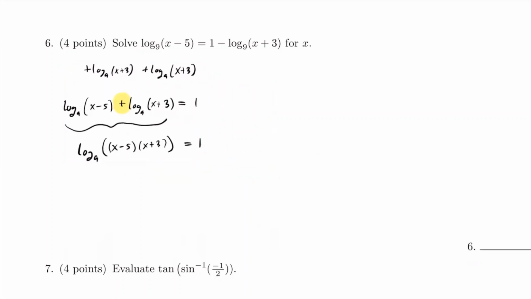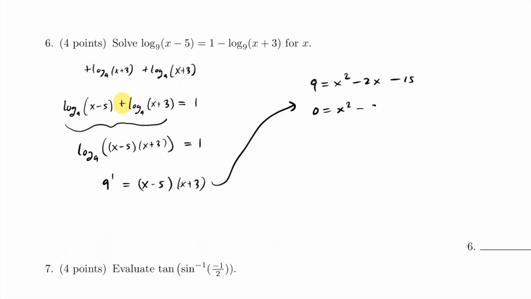All right, so this is 9 to the 1 power equals (x minus 5) times (x plus 3). And then we can expand the right-hand side. So you have 9 equals x squared plus 3x minus 5x, that's negative 2x minus 15. And then subtract 9 from both sides. So that gives us 0 equals x squared minus 2x minus 24.